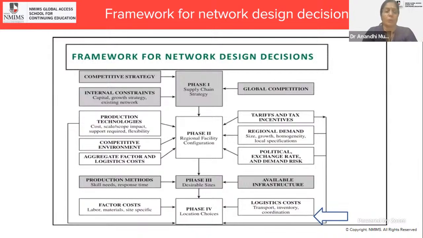Okay, so these are the outcomes. And phase three is the desirable site. Once these two phases are done, you focus on the production method and the infrastructure. What is the infrastructure available? Why are certain parts of the country preferred to a greater extent to establish manufacturing facilities? Obviously, state governments also take their own initiatives to attract investments to their state. Otherwise, if you consider Chennai and Pune, both are considered manufacturing hubs.